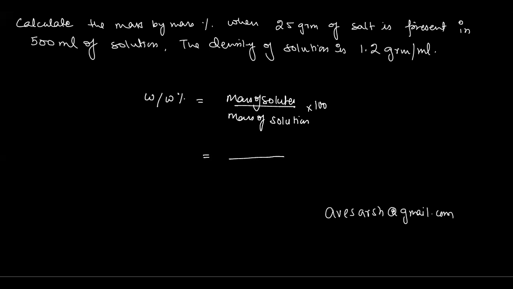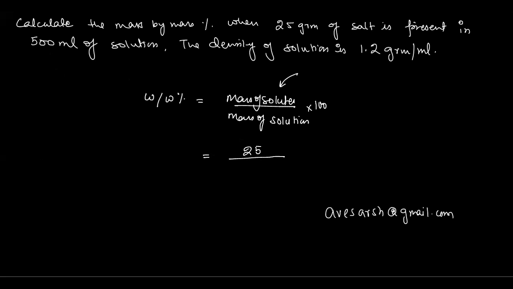So how can you write this one? The mass of solute is 25 grams, it is being given to you. But the mass of solution is not being given. It is being given that it is 500 ml only. If 500 ml is being given to you, then how will you solve this type of question? This is not being given in kg or grams. So what you need to do is convert this volume into grams.